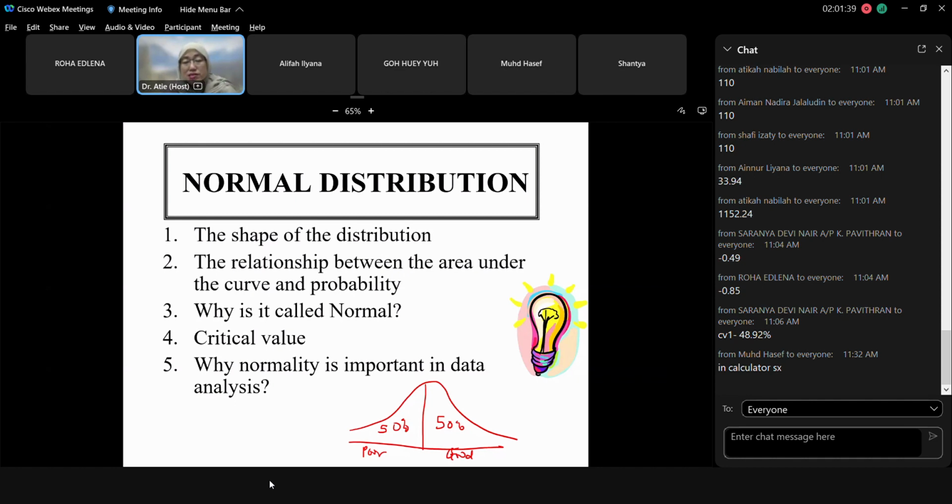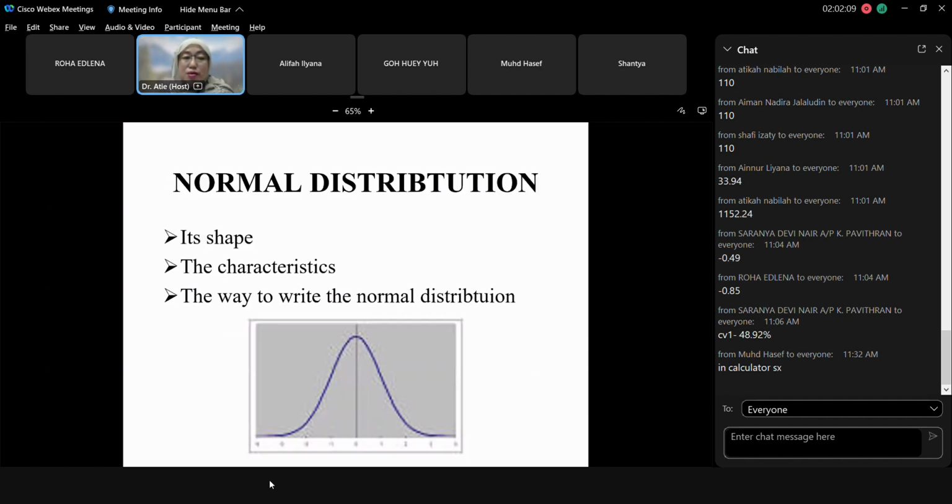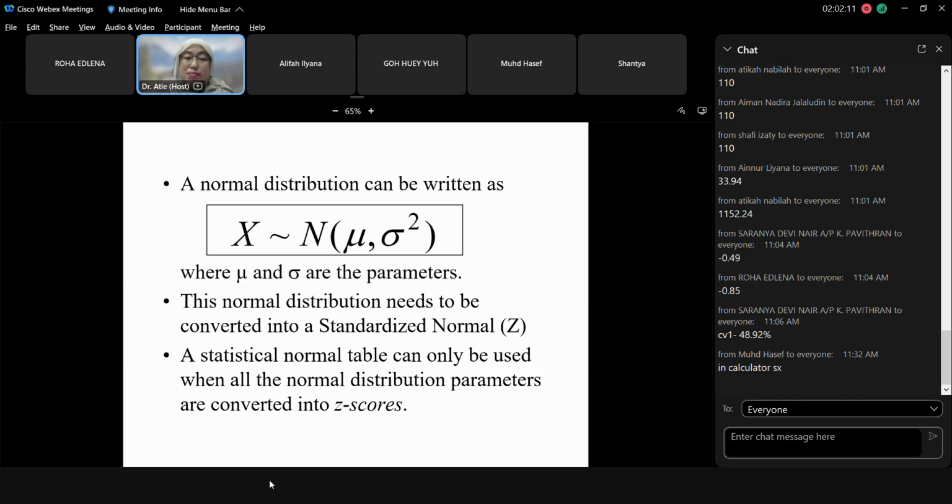So for chapter 4, what we are going to discuss is actually the shape of the distribution, the relationship between the area under the curve and probability, and why this normal curve is called normal. What does it mean by critical value? Why normality is important in data analysis. Right. So a normal distribution can be written as, okay, I think let me go to this one first. Nanti saya akan pergi balik yang this one.